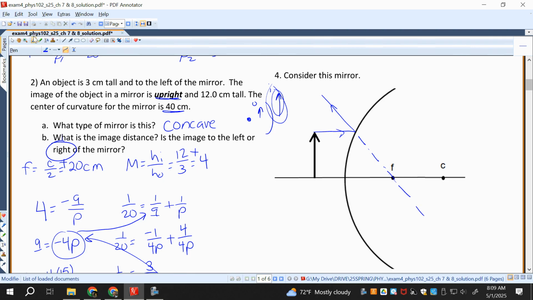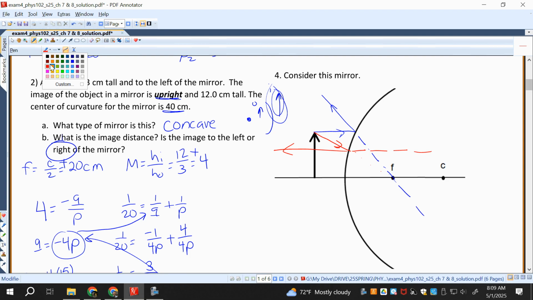Then I can draw another ray that is through the focal point. Watch how I draw this. I draw it forward such that if I were to trace it forward, it would go through the focal point, and then it goes back parallel to the axis. And then I can trace this ray back. That's my virtual ray.